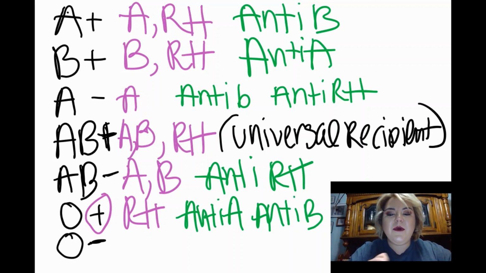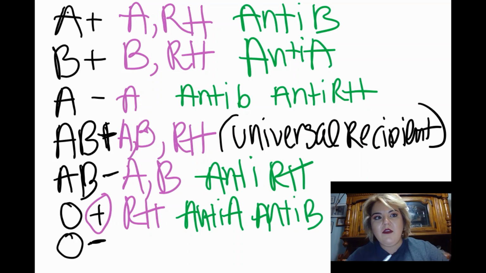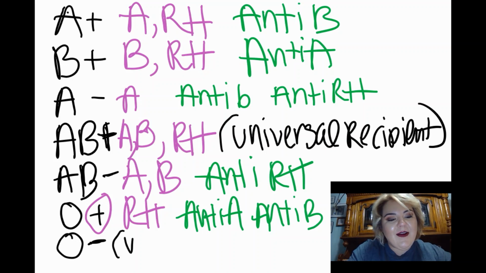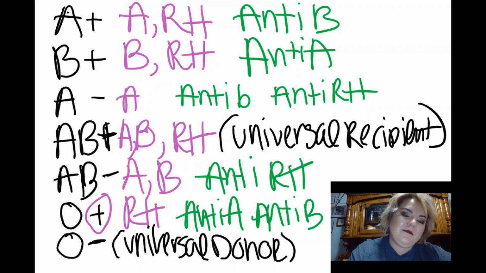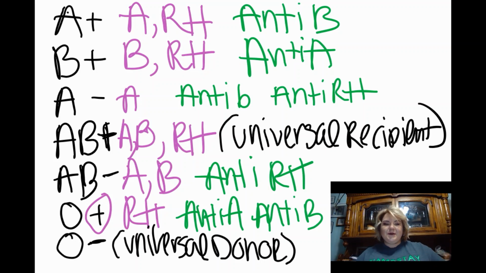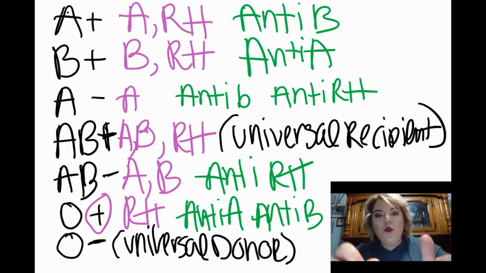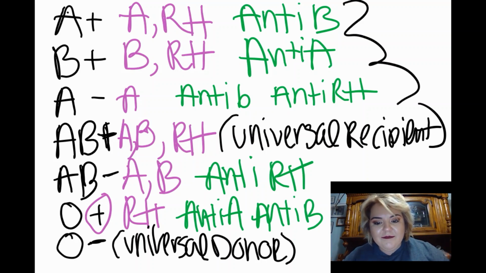So we also have O negative here. If it doesn't have A, it doesn't have B, and it's not positive, what does that mean? It has no antigens, none. So this is our universal donor. Since it's our universal donor, that means it can give blood to anybody, because it doesn't have any antigens on it that will counteract with these antibodies here, creating an allergic reaction.